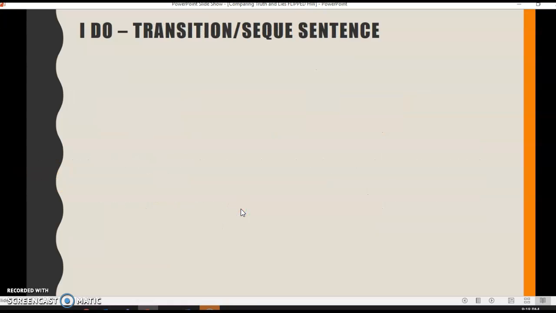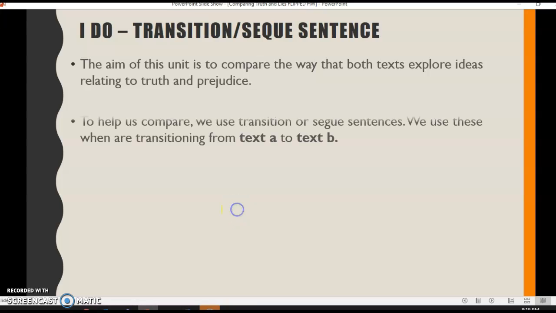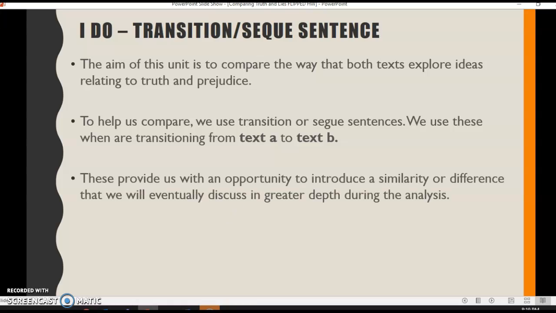The next part of a comparative paragraph is the transition or segue sentence. The aim of this unit is to compare the way that both texts explore the ideas relating to truth and prejudice. To help us compare, we use transition sentences. We use this when we're transitioning from text A to text B. These will provide us with an opportunity to introduce a similarity or a difference that we will eventually discuss in greater depth during the analysis. You'll only see a segue and transition once per paragraph.